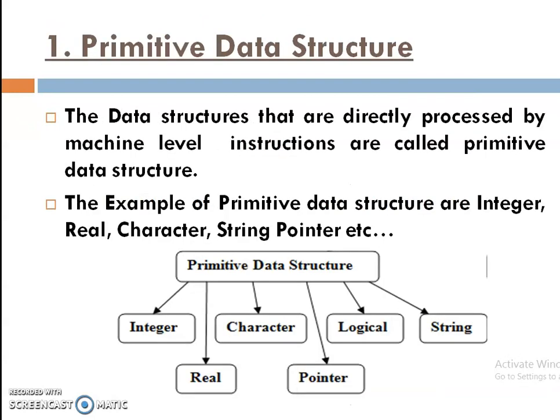Now first, primitive data structure. The data structures that are directly processed by machine level instructions are called primitive data structures. Examples of primitive data structures are integer, real, character, string, pointer, etc.